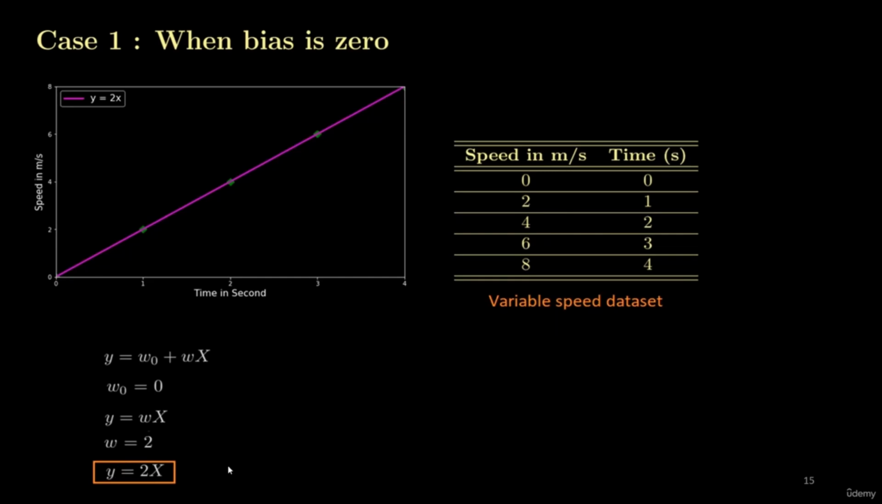Now here comes the first concept of a weight. Here weight is equal to 2, due to which our equation becomes y equals 2x. So the first concept of a weight is that weight is the quantity which establishes a linear relationship between the independent variable x and the dependent variable y.